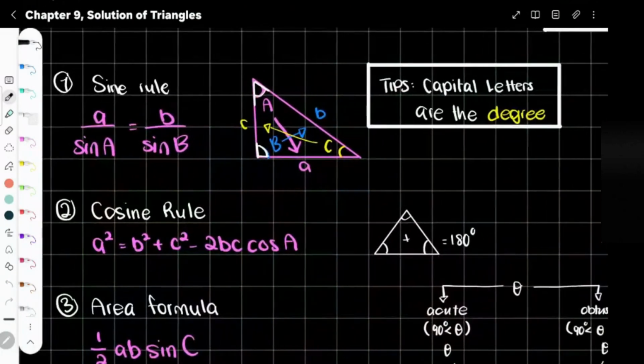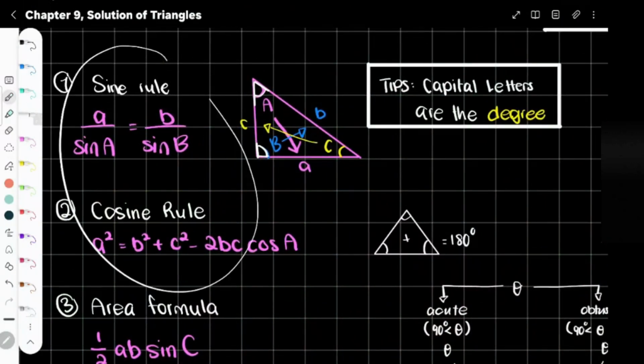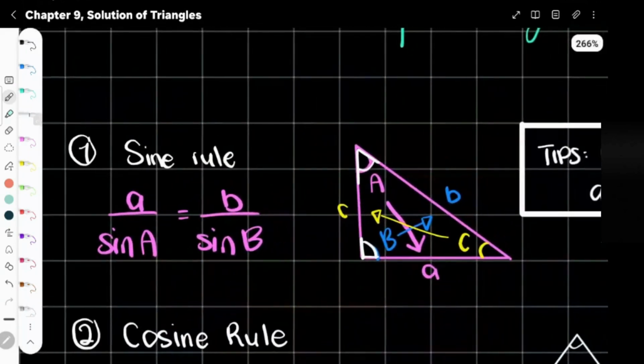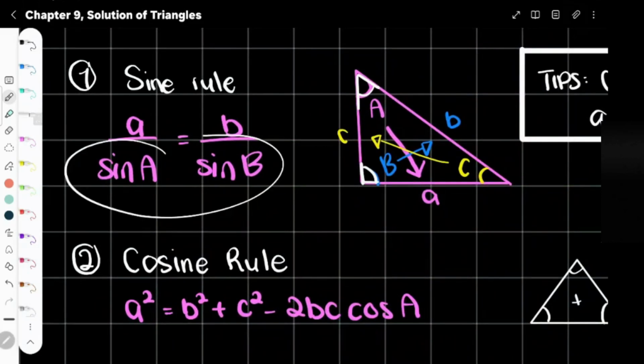All of these rules you can only use in certain places, okay? For example, for the sine rule, you have to have two angles for you to use it, because why? Look, sine A and sine B.